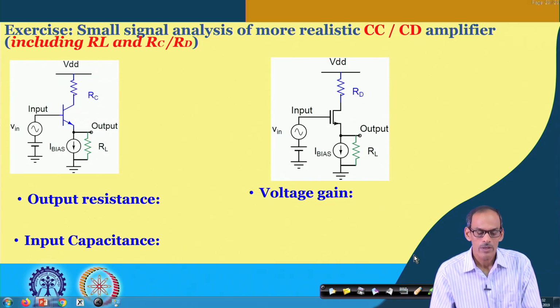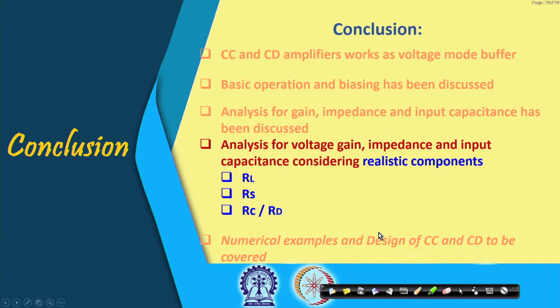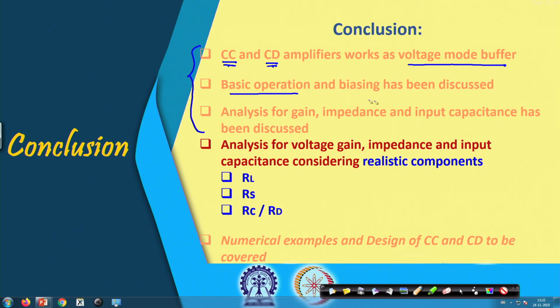I think today let us conclude whatever we have covered so far. As I said, we are talking about common collector and common drain amplifiers. In the previous lecture we discussed seeing the common collector and common drain as a voltage mode buffer. Basic operation and biasing we just touched upon, and then we did the analysis for voltage gain, impedance, and input capacitance for idealistic bias.